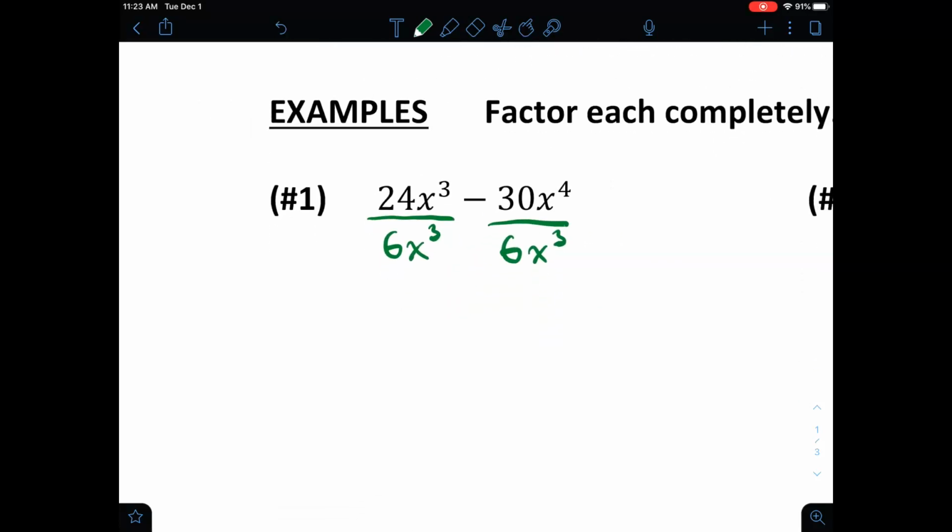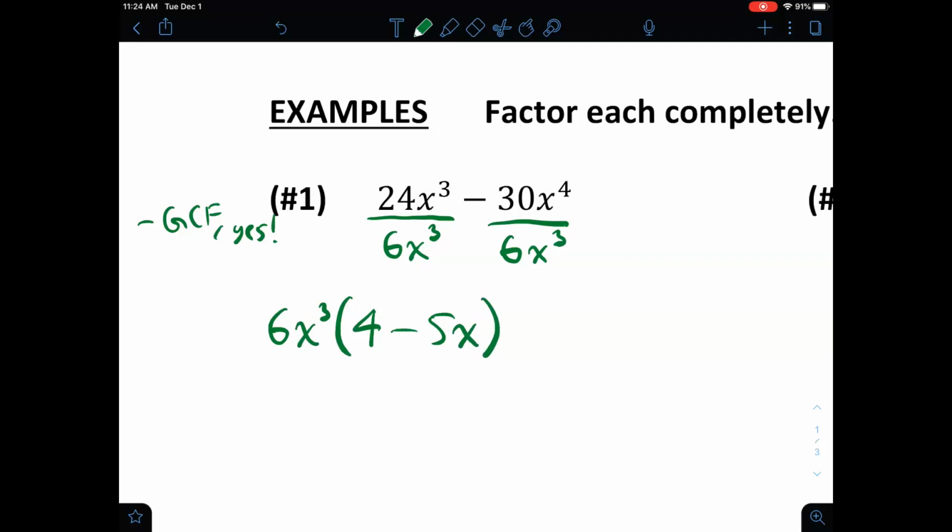Okay, so when you factor, you divide everything by the GCF. Our GCF is 6x to the third. Now we have to divide both terms by 6x to the third. What's 24 divided by 6? That is 4, and the x to the thirds cancel out. And what is 30 divided by 6? Negative 5, and then x to the fourth divided by x to the third. When you divide exponents, you subtract them. So 4 minus 3 is 1, and we get just negative 5x.